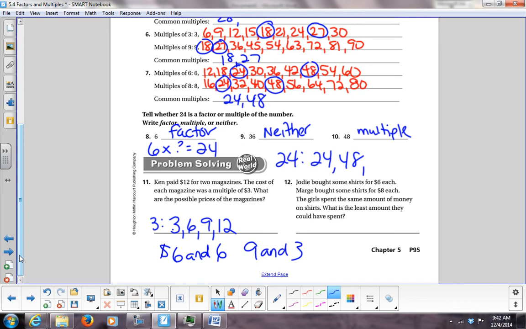All right, Jody bought some shirts for $6 each. Marge bought some shirts for $8 each. The girls spent the same amount of money on shirts. What is the least amount that they could have spent? So I got to find my multiples of 6 and 8.